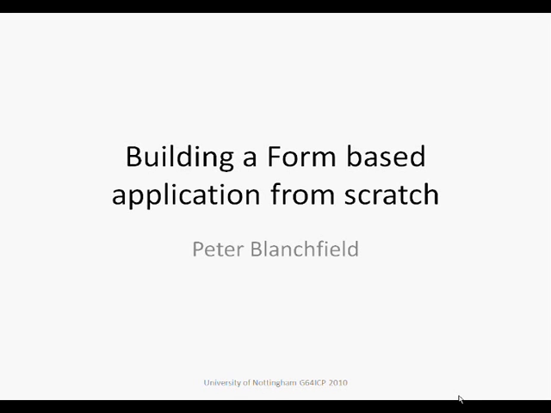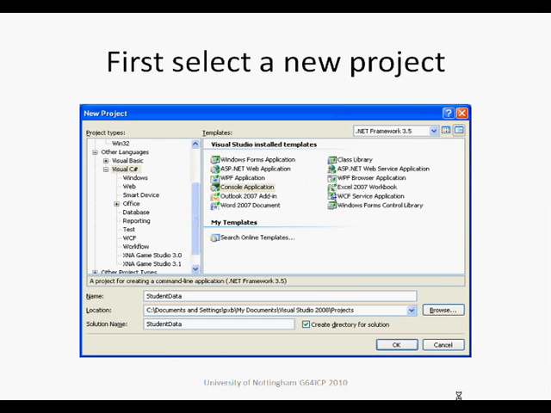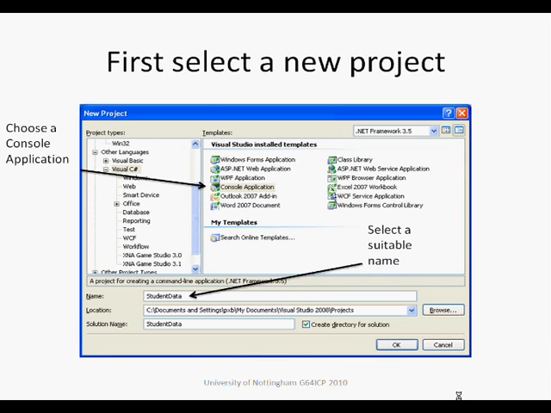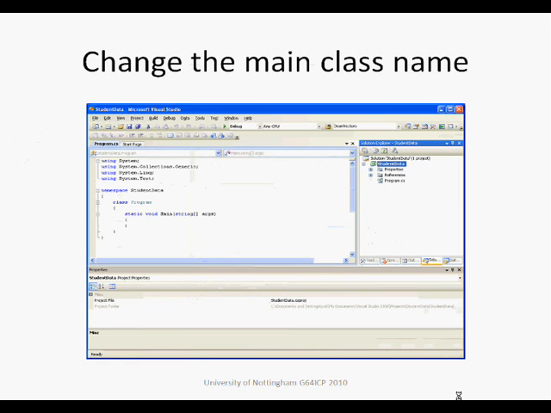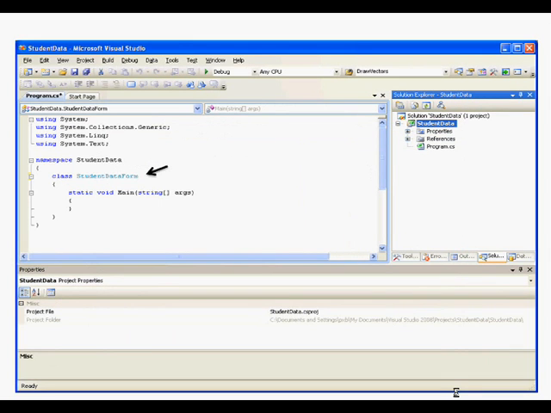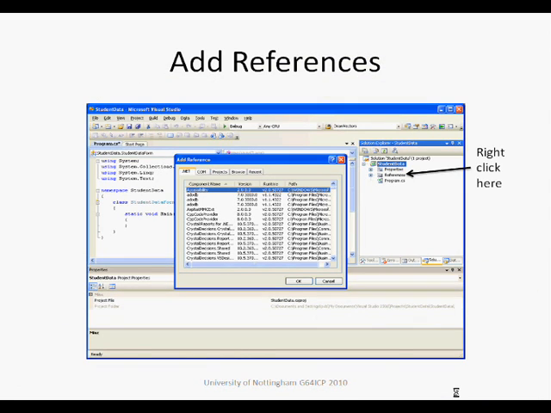Welcome to building a form from scratch. In this project we will build a new project based on the console application, giving it a name, student data, just for the sake of having a good name, and we'll change the main class name. The first thing we do is change it to student data form because that's the job it's going to do.